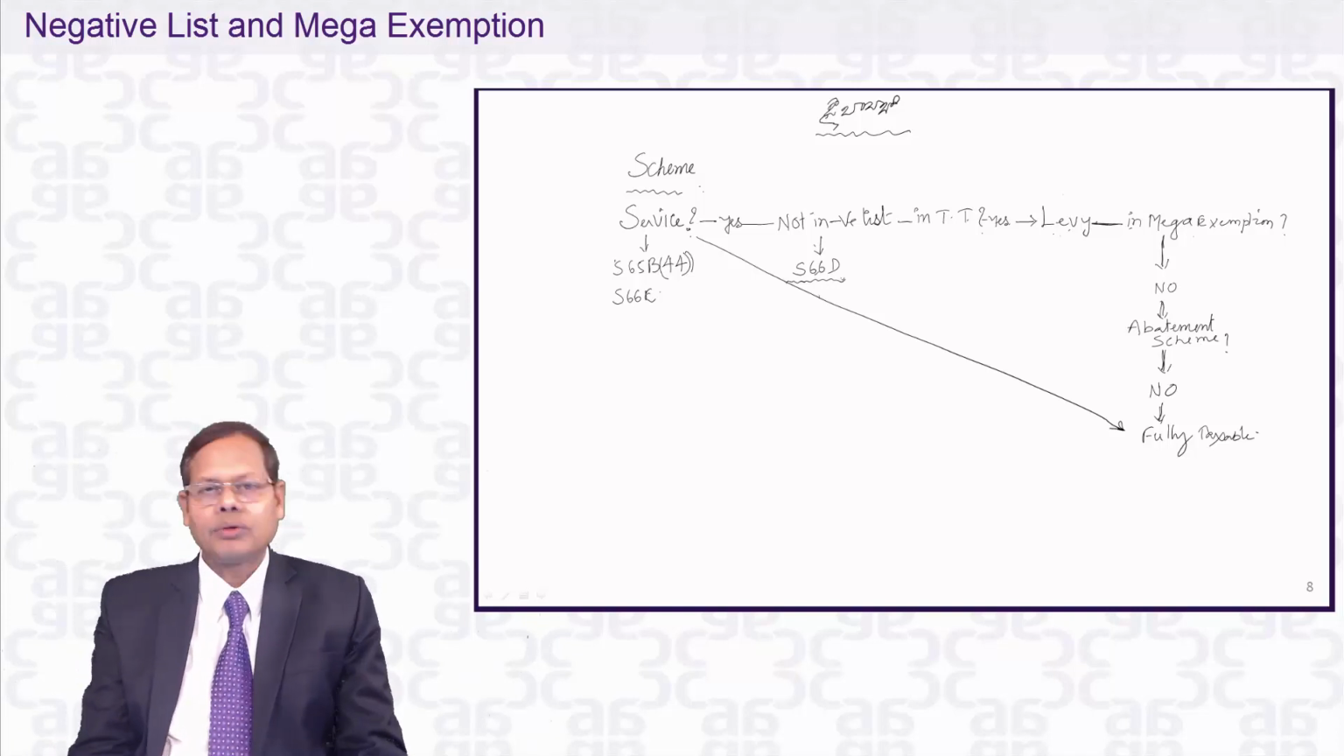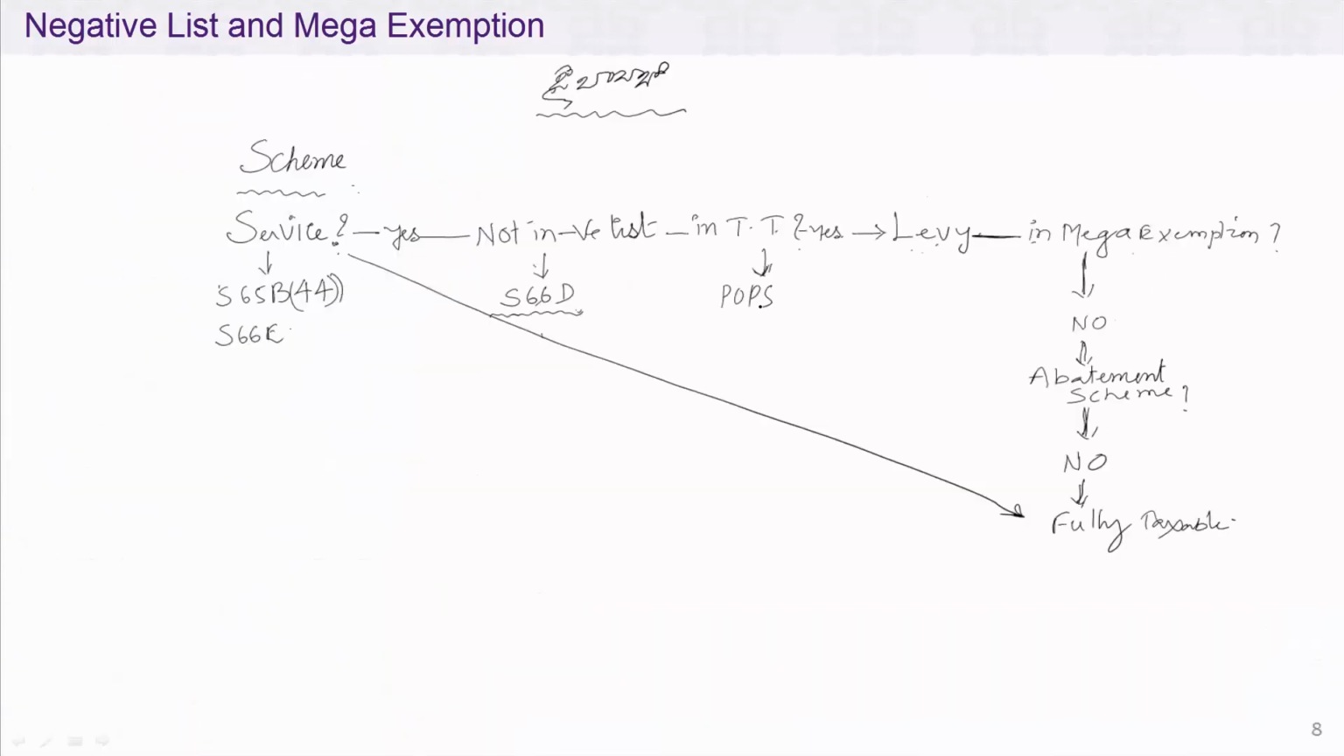So for the negative list you have to look into section 66D, and for taxable territory you have to look into the place of provision of service rules under section 66C, determination of location. This will tell you. And then there is a levy.